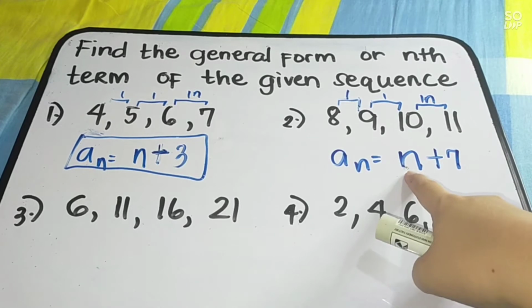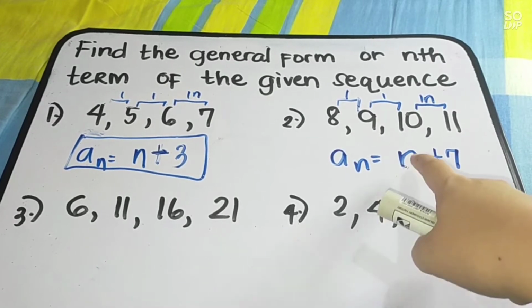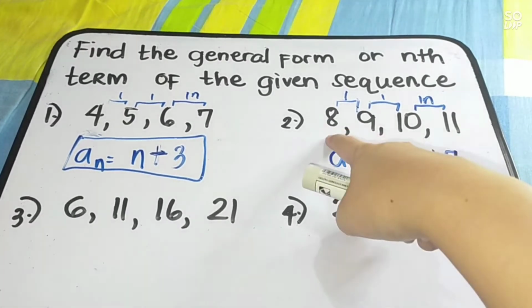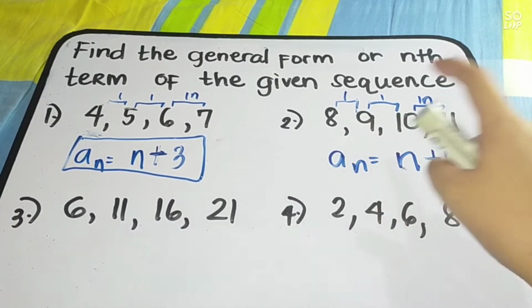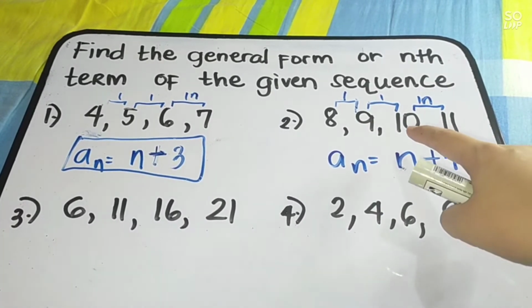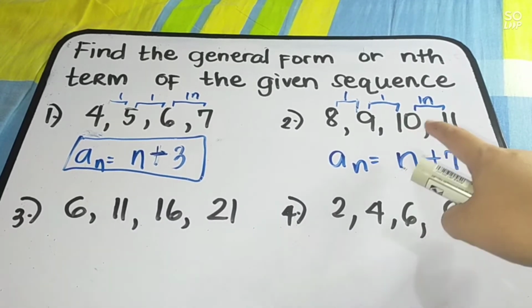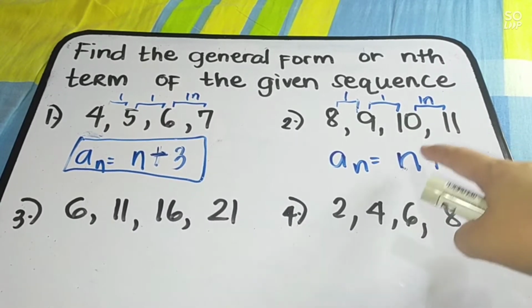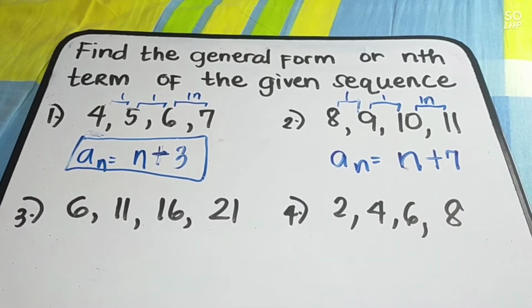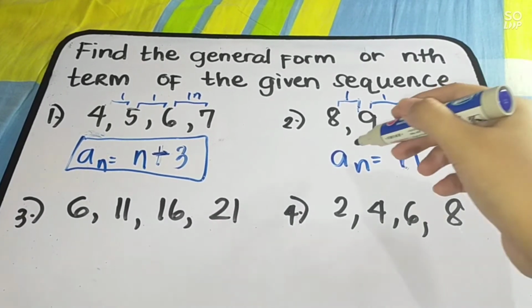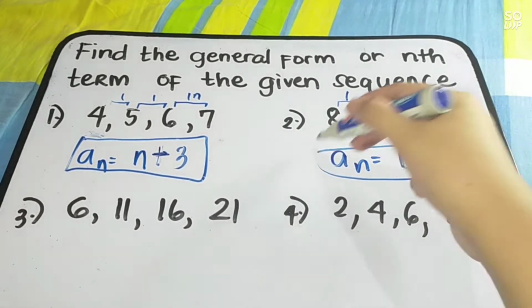So, this one, since the first term is 8, so 1 plus 7, the answer is 8. Correct. For the second term, 2 plus 7, the answer is 9. Correct. Then, 3 plus 7, the answer is 10. Alright, correct. And then, for the next one, we have 4 plus 7, the answer is 11. That is it. So, this is now your nth term.